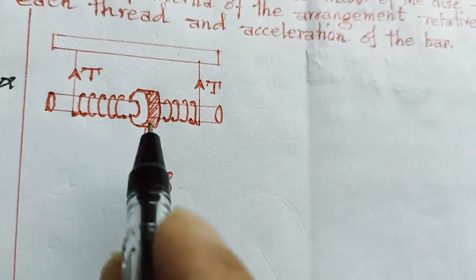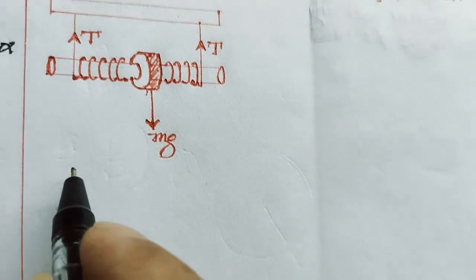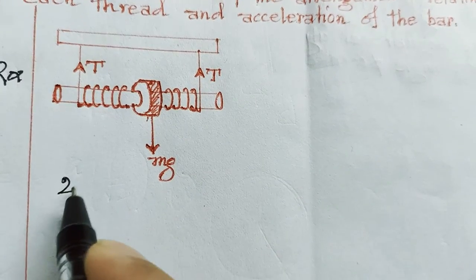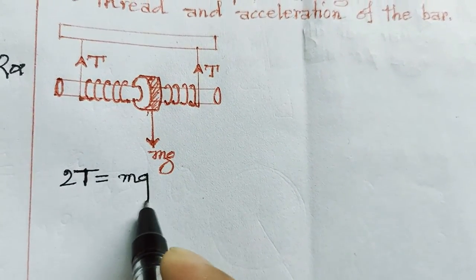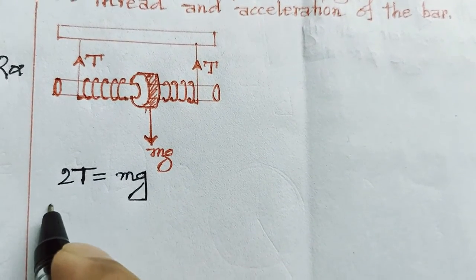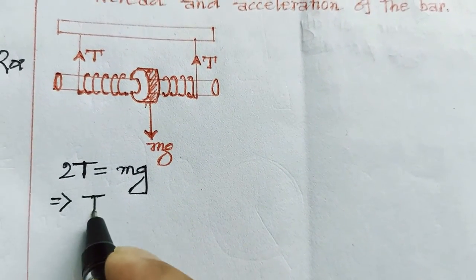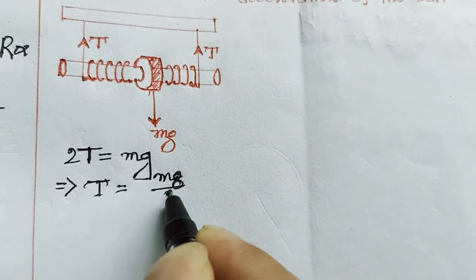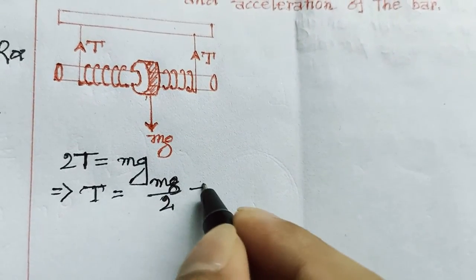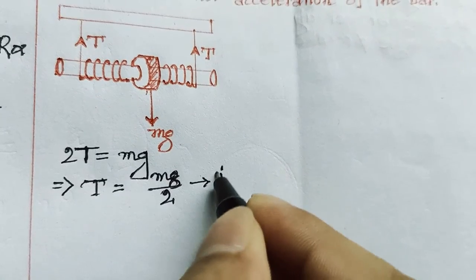So from this diagram we can write that 2T is equal to mg, or we can write T, the tension of the string, will be mg divided by 2. So this is the tension of the string. Let this be equation number 1.